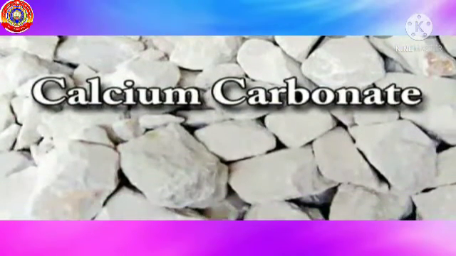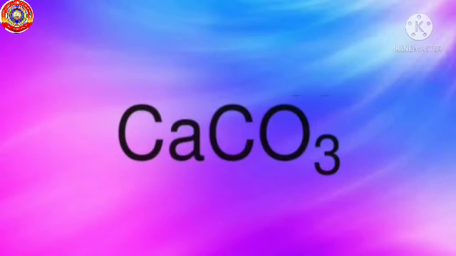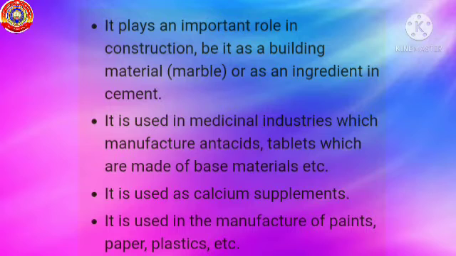Second one is calcium carbonate. Chemical formula is CaCO3. It occurs naturally in different forms. Calcium carbonate plays an important role in construction and the manufacture of paint, paper, plastic, etc. It is also used as an antacid in the medical field. So dear children, I hope you understood the properties and the uses of carbonate salts.